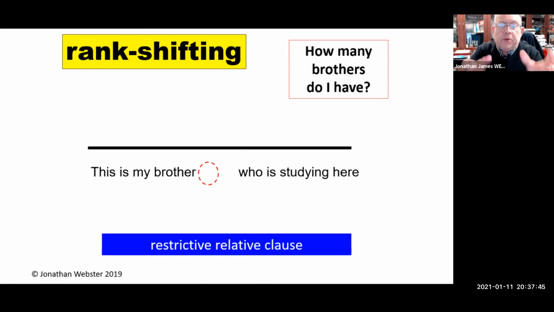The head of it is brother. And the who is studying here is a clause put within as a post-modification of that head noun. It's all one noun phrase. We call it rank shifting because the clause here is no longer functioning like a clause. It is instead being embedded within a noun phrase. It's functioning at the level of phrase, not clause.